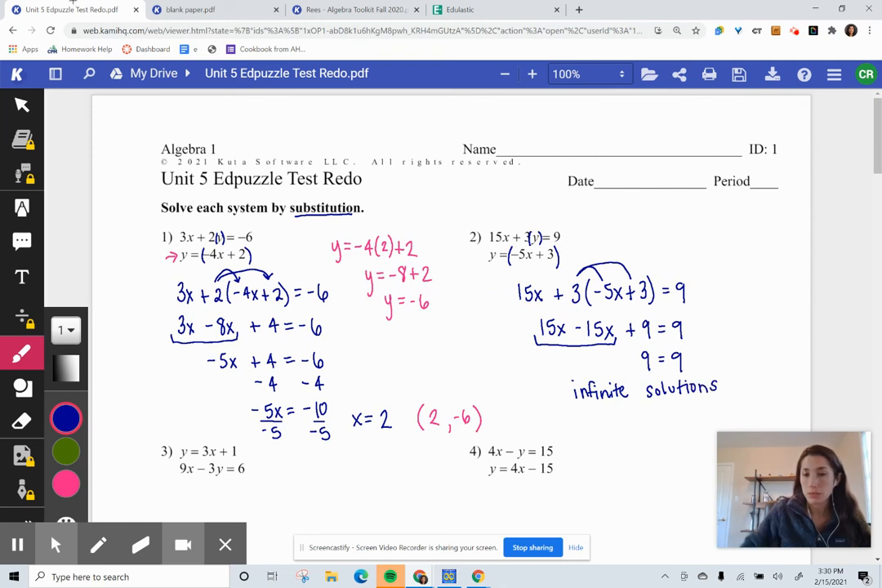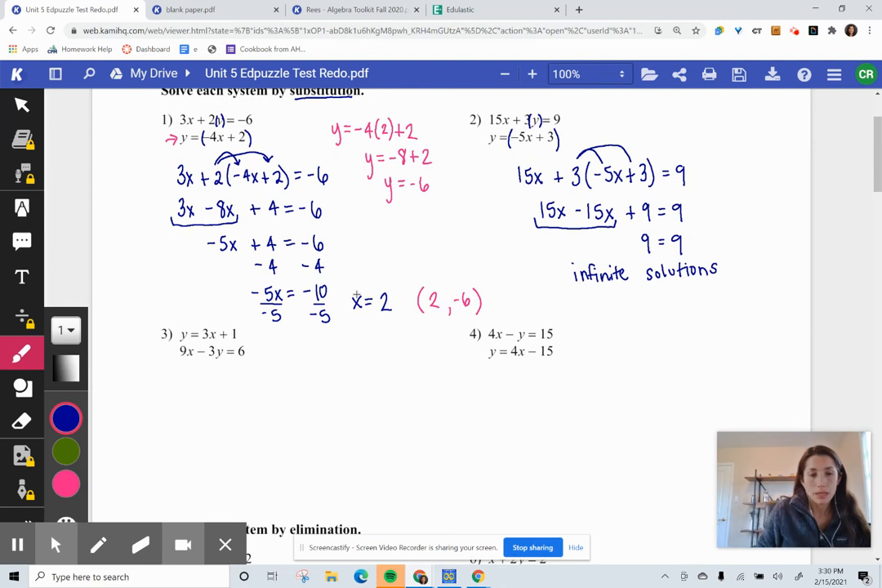And I'll show you the difference between this next question here. So if we look at question 3, now I'm going to use substitution again. I'm going to put this value of y in for y in my other equation. So we've got 9x minus 3. We're going to now substitute in 3x plus 1 for y equals 6, and then we can distribute.